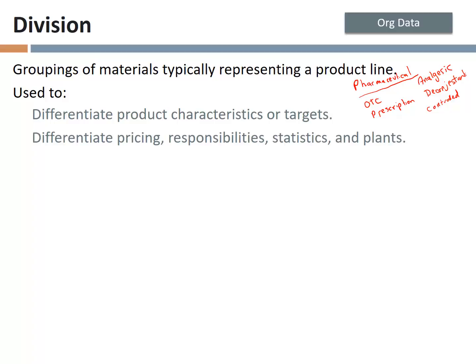Once again, this gives us a way to differentiate pricing, to differentiate responsibilities, to track statistics, and to track plants. So think of it this way. We sell analgesics, so we want to keep track of our sales of analgesics, but we might sell analgesics online. So we want to keep track of not only the fact that we sold an analgesic, but that we sold it online. So this is why we have the ability to designate distribution channels, we designate divisions, because it gives us different ways to keep track of statistics and to organize our company.